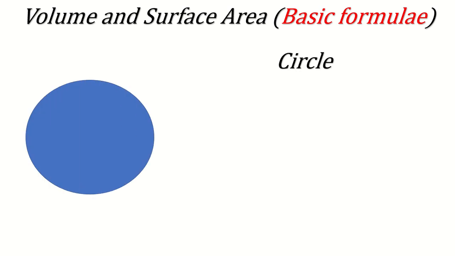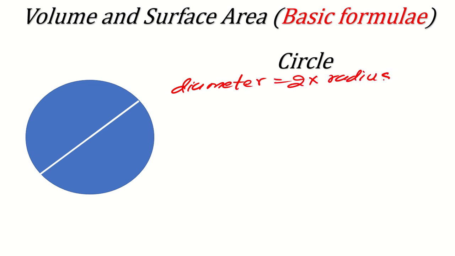Now let's talk about different basic things and basic formulas related to volume and surface area. First of all, we are going to discuss some two-dimensional objects. First one is the circle. In a circle we have two things: one is the radius, and another is the diameter. What is the relation between the diameter and the radius? Diameter is 2 times the radius. These are the basic things I am telling you quickly.